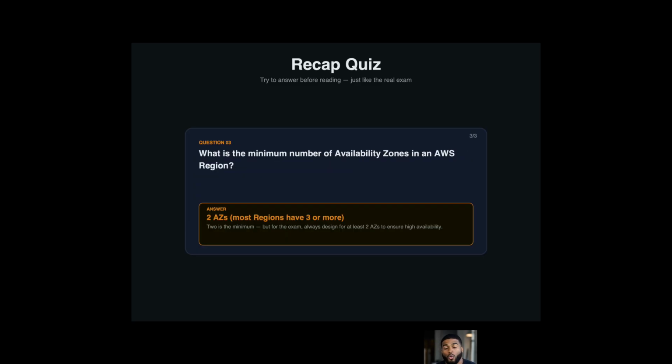Question 3. What is the minimum number of availability zones in an AWS region? 2. Though most regions have 3 or more, but 2 is the minimum to know for the exam.